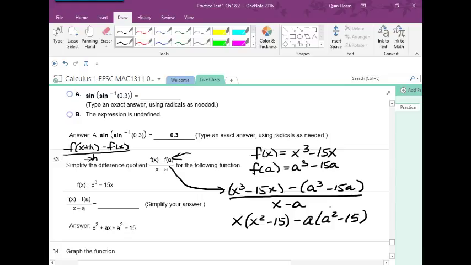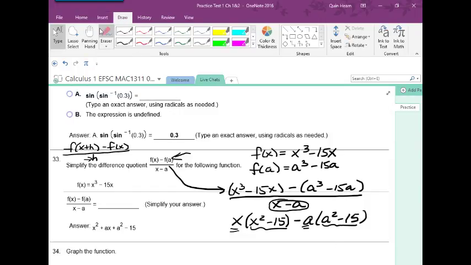All right, let's try a different approach. I would like to get a factor of x minus a so that I can cancel it out. And I thought it was going to work because I get an x minus a here, but notice that these two are not the same, so that's not going to work.